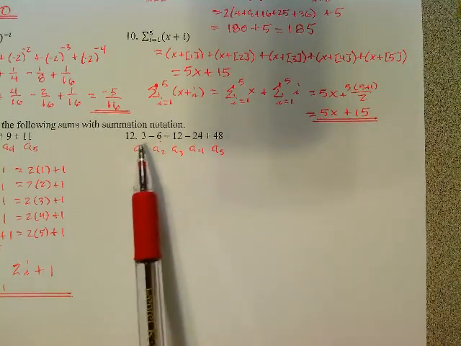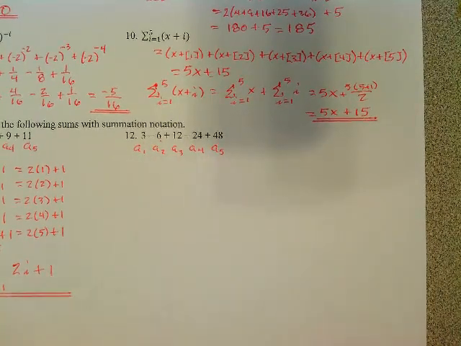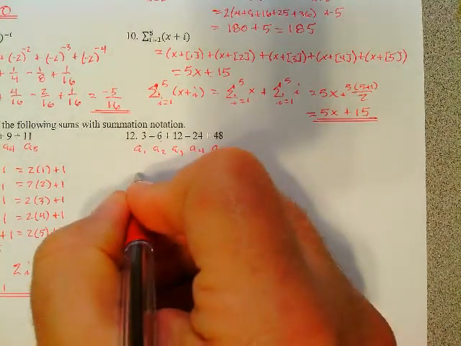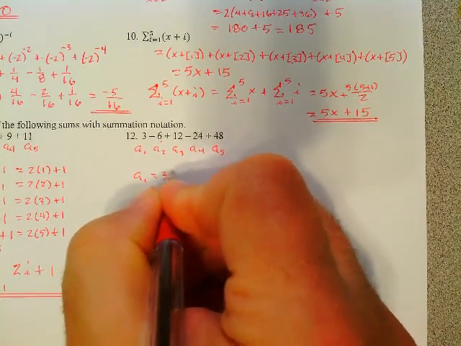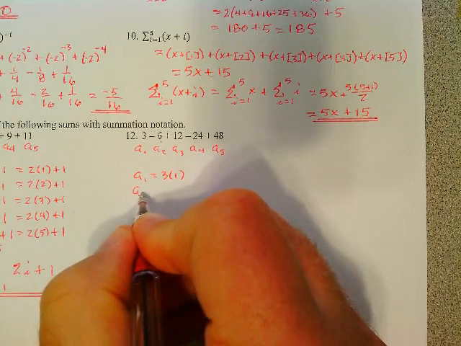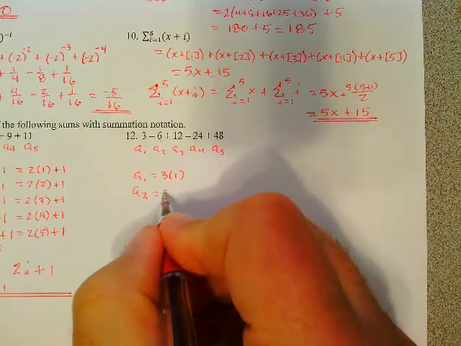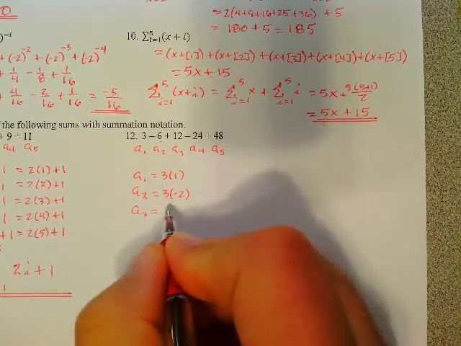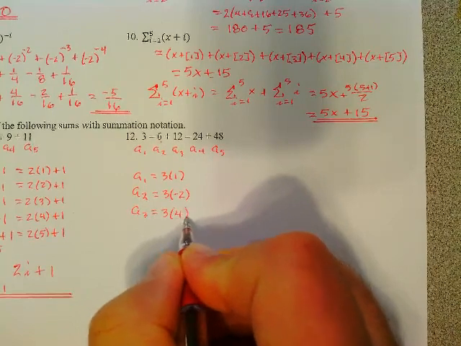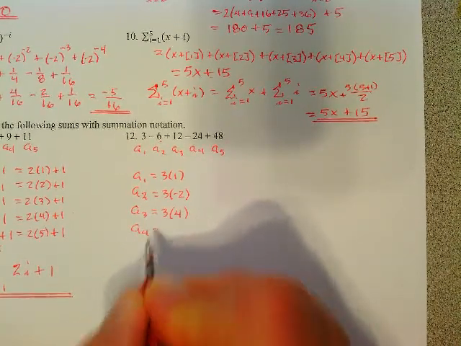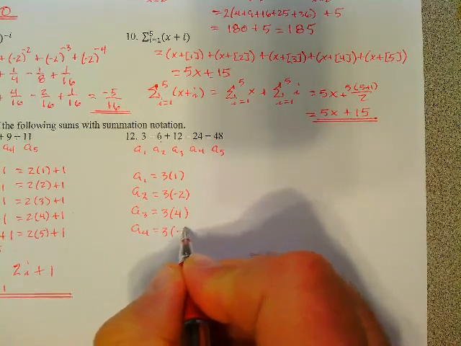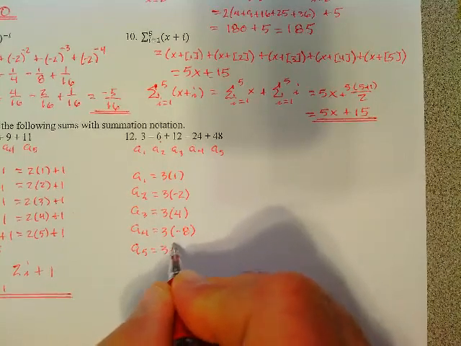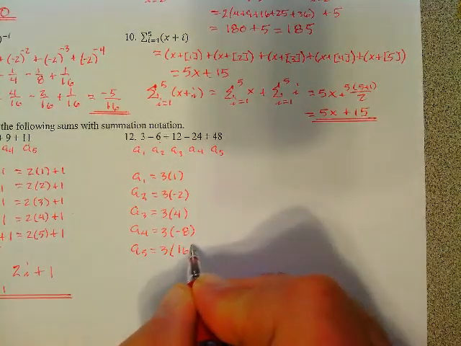Now, the other thing I notice is these again are all multiples of 3. So let's factor out a 3 from our different problems. So A1, well, that's 3 times 1. A2, well, that's 3 times negative 2. A3, that's 3 times 4. A4, that's 3 times negative 8. And A5, that's 3 times 16.